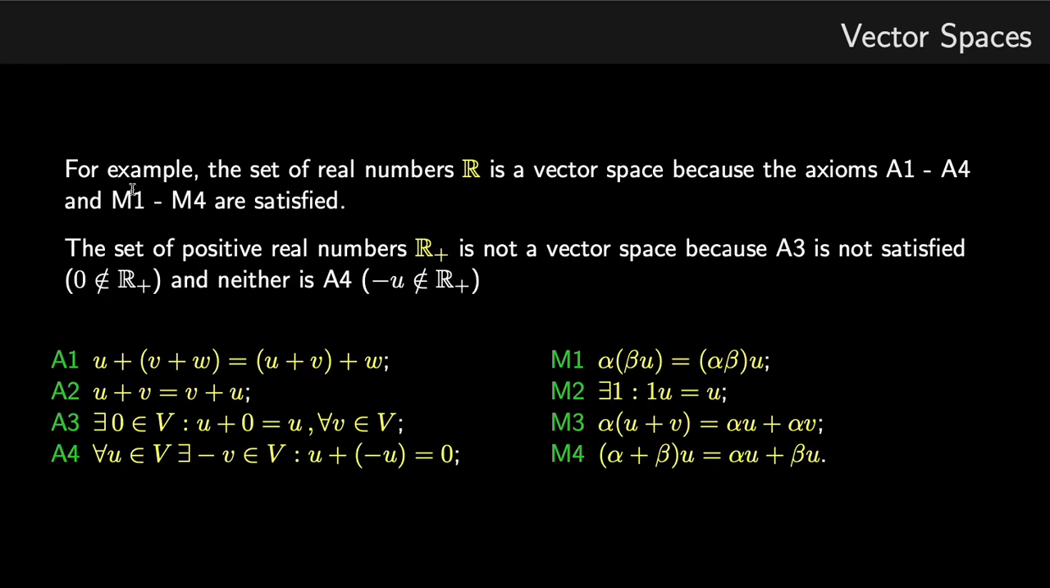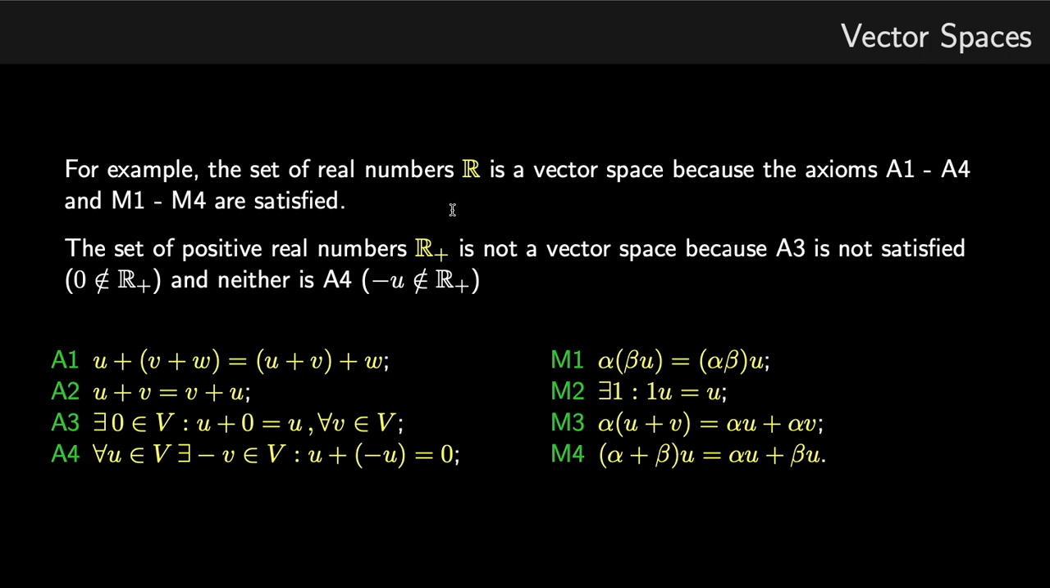Let's take an example. The set of real numbers is a vector space, because if you take any numbers u, v, w in the set of real numbers, and you have a look at all of these axioms, you can see that they're all satisfied. So the set of real numbers is an example of a vector space.